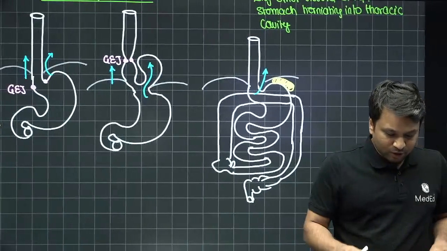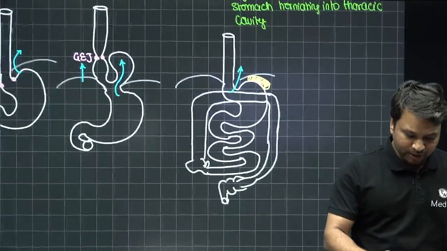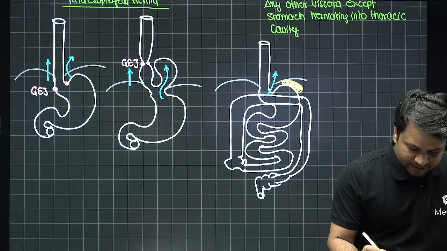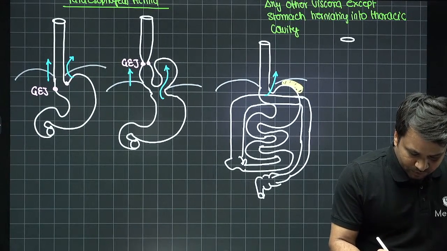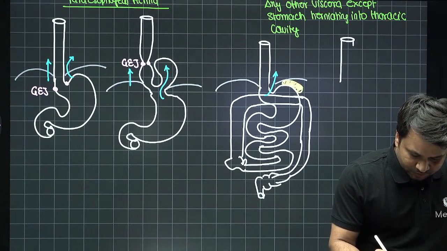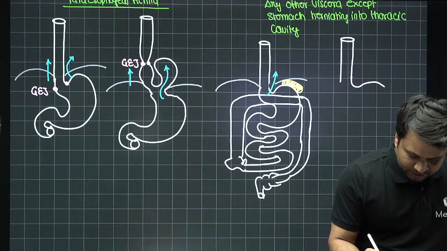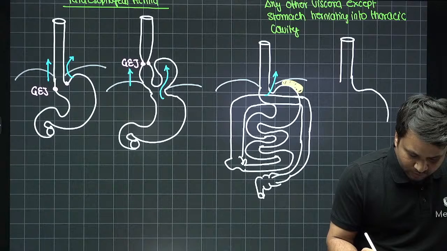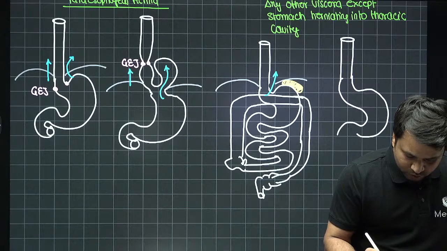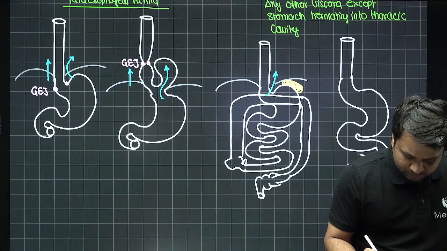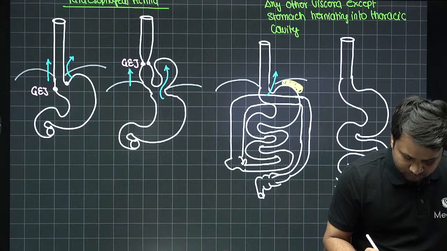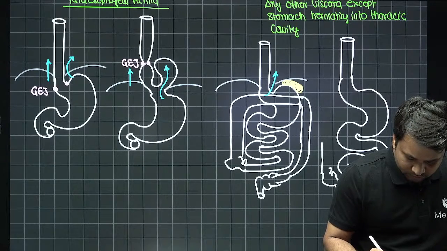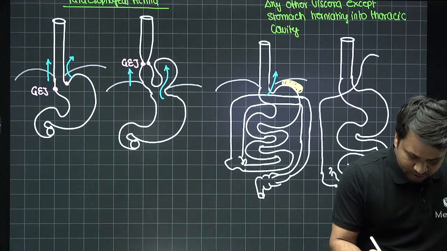Now if it is going to go into the space, how would it present to you? Everything remains the same. You have the esophagus, right? You have the stomach. You have the bowel which is present. You see, this time this is going to go like this.